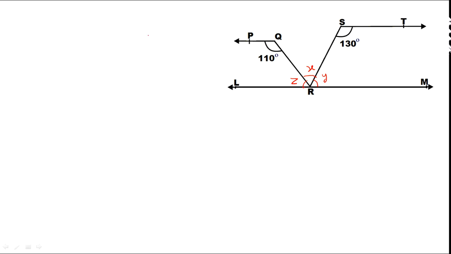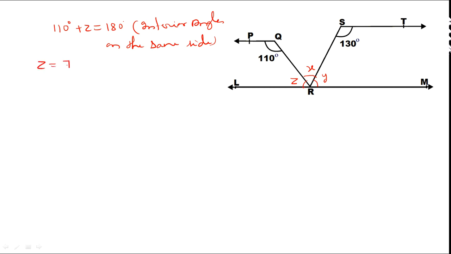Now try to understand this. 110 plus Z is equal to 180 degrees. Why? Interior angles on the same side of the transversal. The sum of interior angles on the same side of the transversal is always 180 degrees. Same side, right? So the value of Z comes out to be 70 degrees. We have calculated Z.